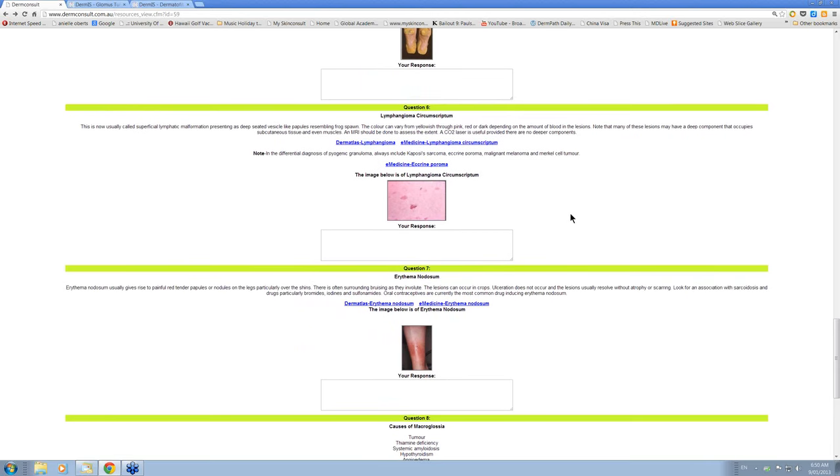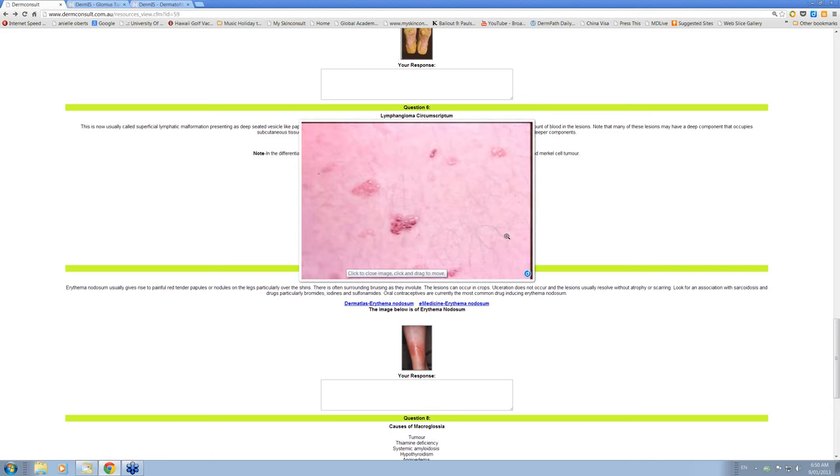Easier ones now. Lymphangioma circumscriptum. Looks like frog spawn in the skin. This is an image of it, not the world's greatest image. Note this, bit of bleeding into these clear vesicles here. That indicates that there's a vascular component to this lymphangioma as well. That's what you often see, that it's not a pure lymphangioma, it may be a combination of both.